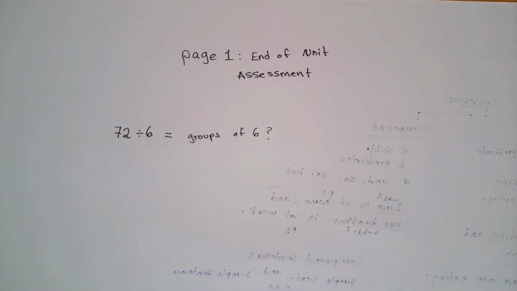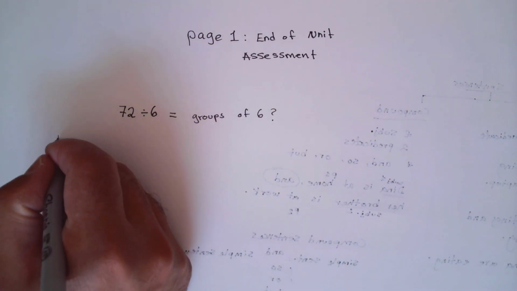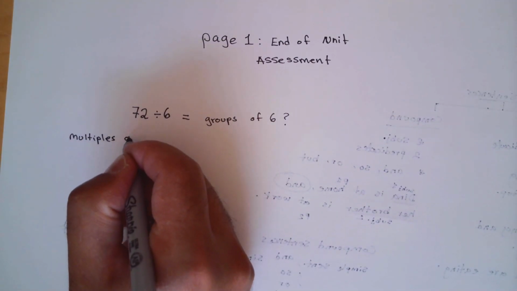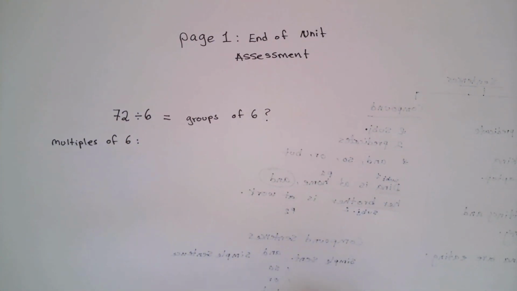So we can find the answer by counting 6 over and over and seeing how many groups of 6 we need to get to 72. So let's see. We need to find the multiples of 6 so we can see how many multiples of 6 can give us 72.